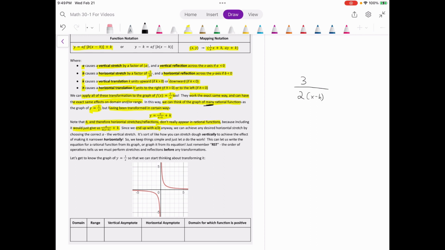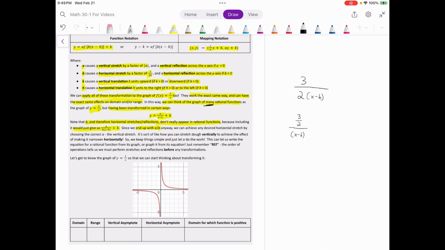Well, notice something here. I could just as easily rewrite this. It's 3 over 2, right? A over b is just 3 over 2. And so I could just write that as 3 over 2 times x minus h. So I could think of it as a vertical stretch by a factor of 3 and a horizontal stretch by a factor of 1/2, but I can actually get the exact same result with a vertical stretch by a factor of 3 over 2. Okay, this is a lot like, remember when we saw the radical functions?